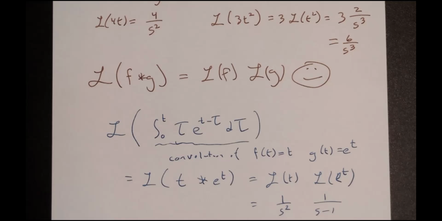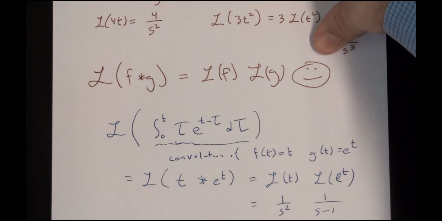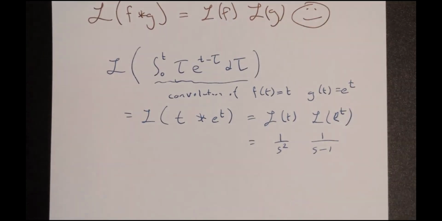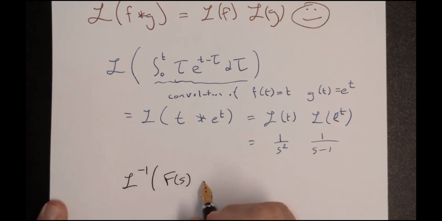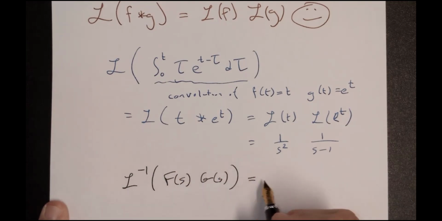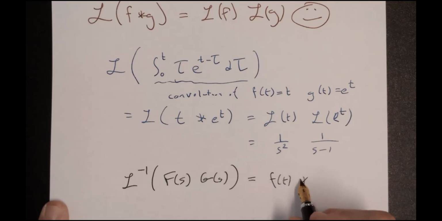But my real powerful part of this is the inverse transform. It's not going this way, it's going backwards. If I see something that is the product of two Laplace transforms, and I do the inverse to it, I get f of t convolved with g of t.